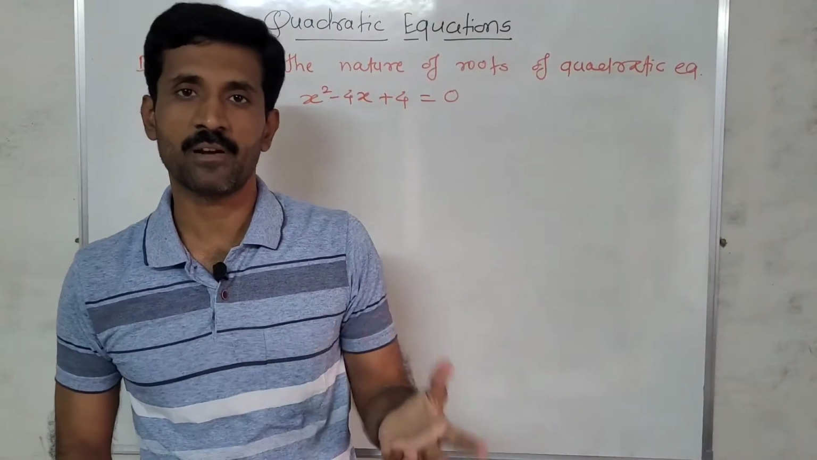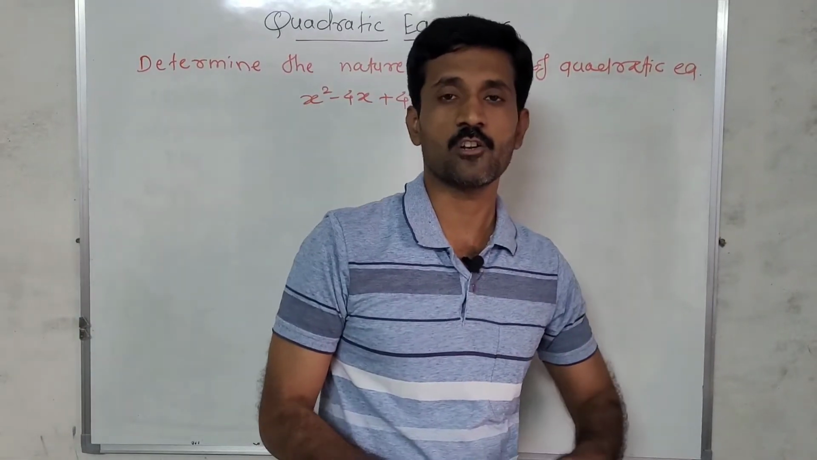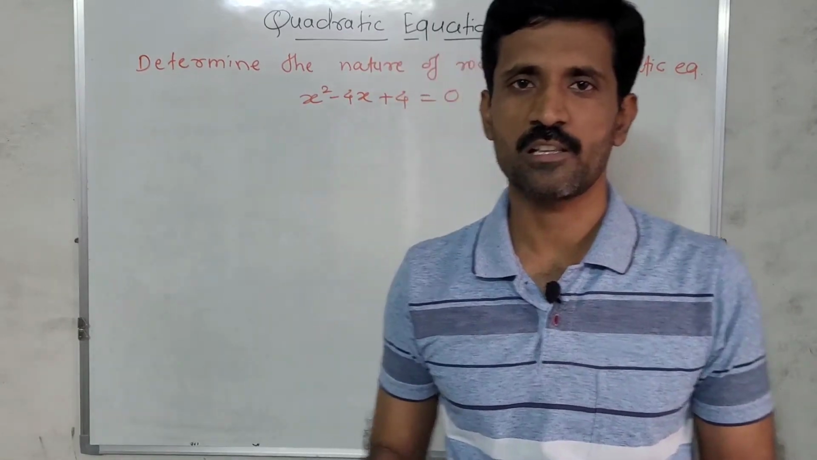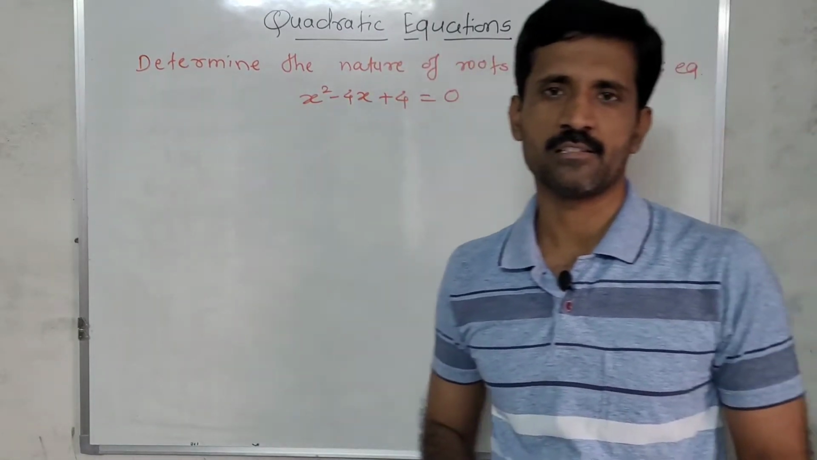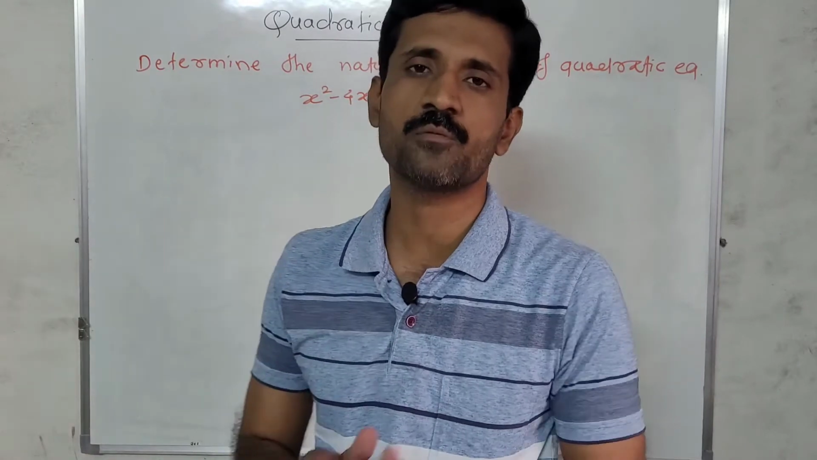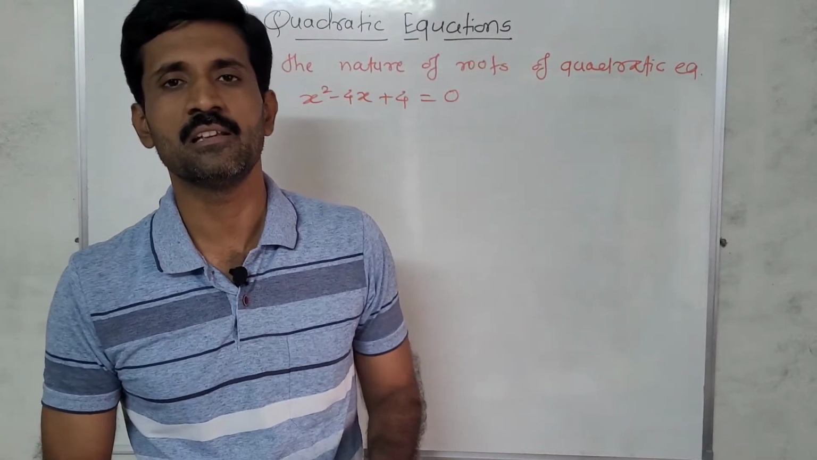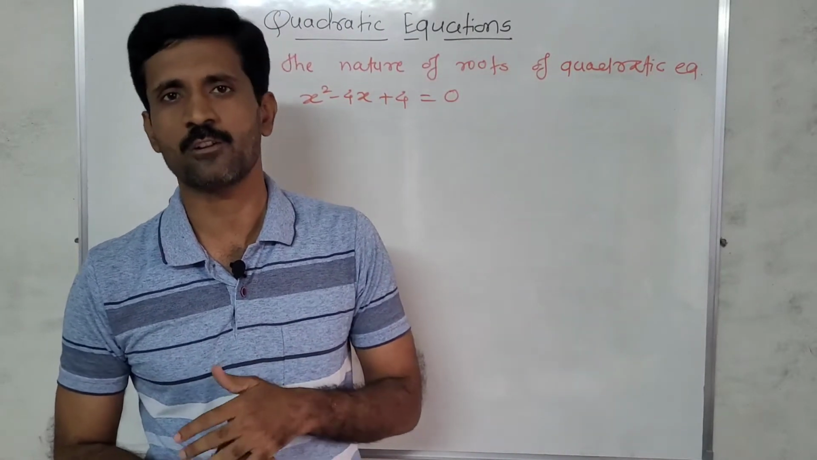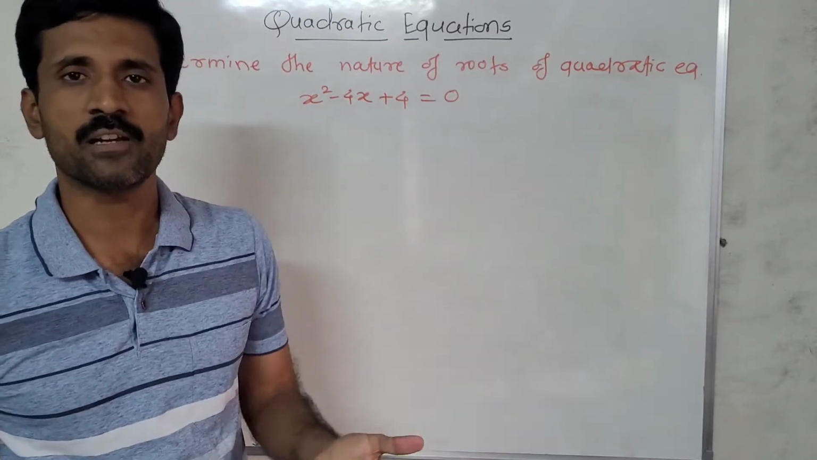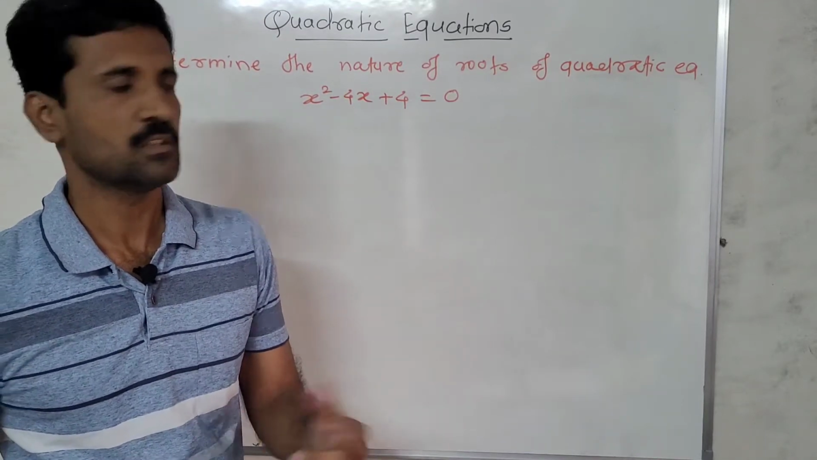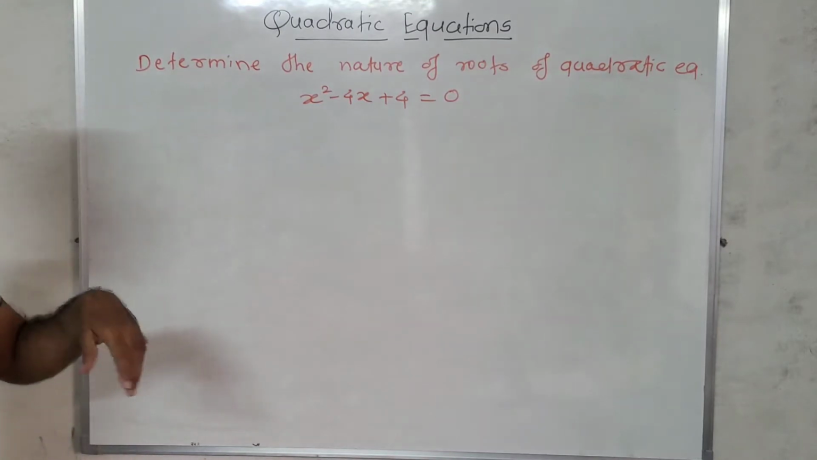That is, we have to find either they are real or they are not real, or they are equal or they are different. That is only we have to find. Just we have to find the nature of the roots of the quadratic equation. We don't want to find the solutions of that quadratic equation, that is, we don't want to find the roots. Now, for that one, we need the discriminant.